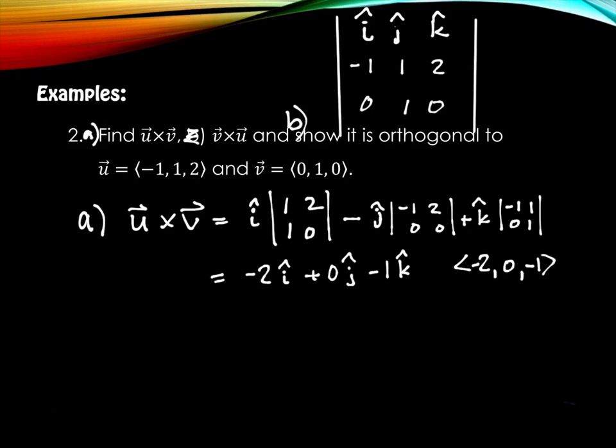I'm not actually going to do it because we don't need to, as we pointed out. V cross u, what is v cross u? Just the opposite sign of all of ours. So what would it actually read? 2, 0, 1.